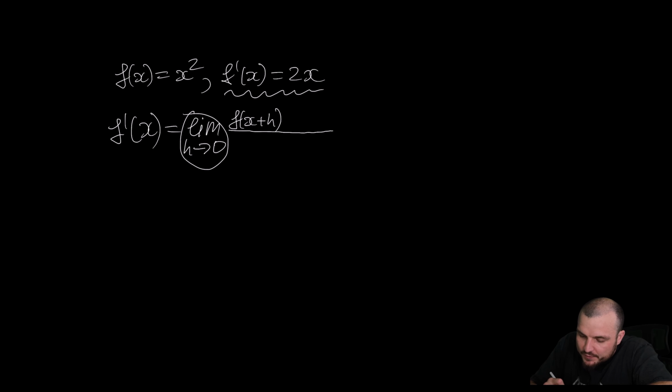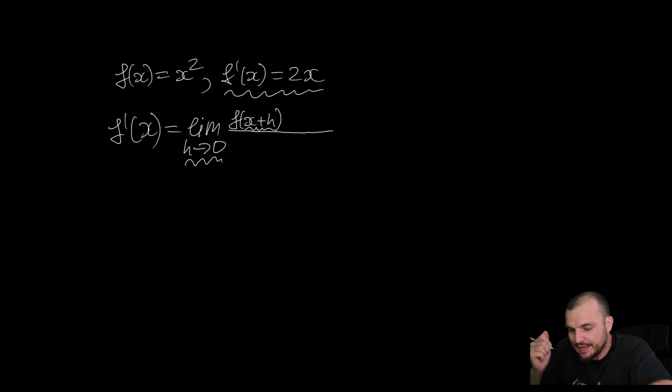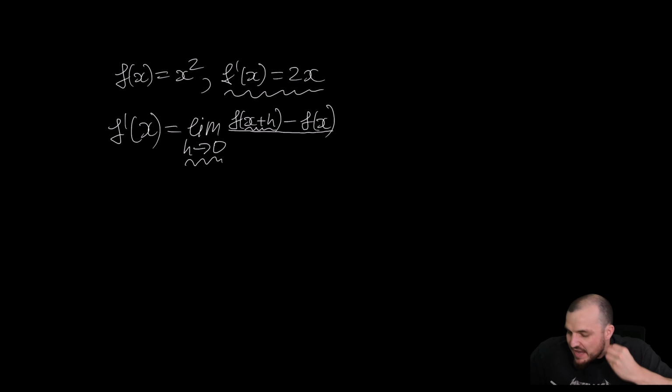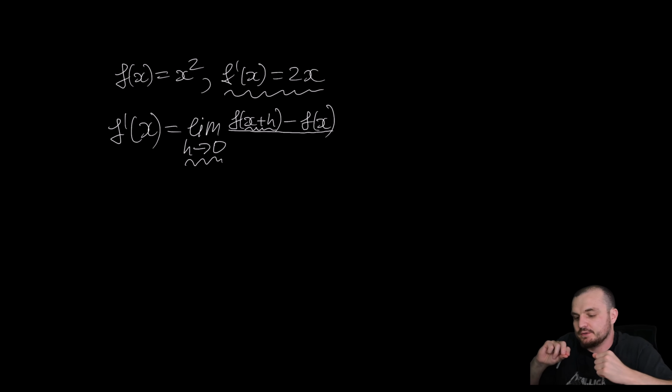We can ignore this limit expression and use this h as a tiny value that we add to our original input. And then we subtract from this first expression our second term, f of x. So the basic meaning of this operation, it's kind of value that shows us how our function is going to react to this tiny change in the input.